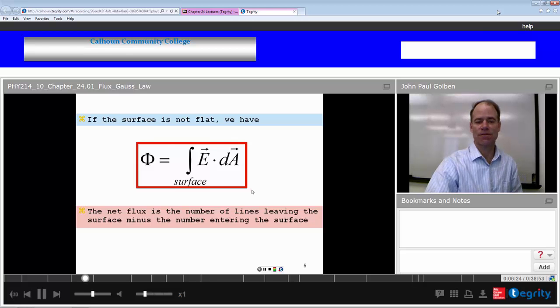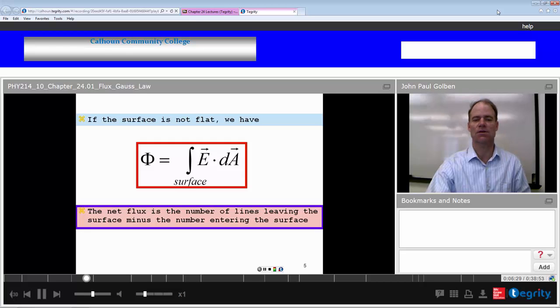We say the net flux is the number of lines that leave the surface minus the number that enter a surface. So flux that is leaving a surface is going to be a positive flux. It's going to be directly in line with the area vector on that surface. Flux that's going into a surface is going to be negative because the area vector normal to the surface outward is always going to be in the opposite direction. So flux that's going in is negative. Flux that's going out is positive. The difference between the two, what's going out versus what's going in, is going to be your net flux through a surface.